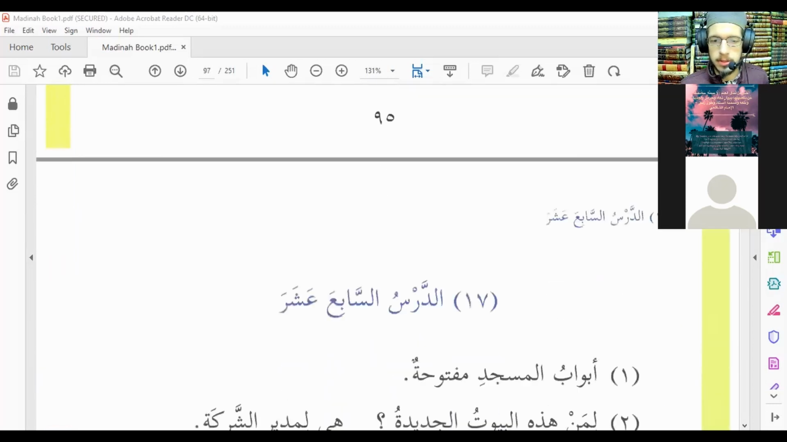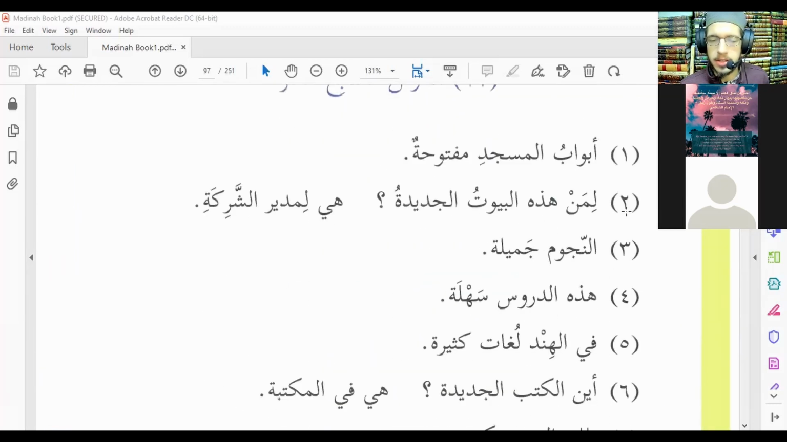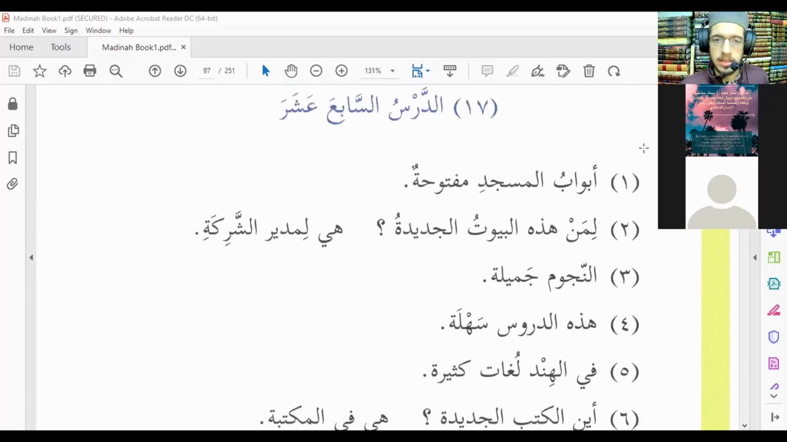So if I'm talking about books or pens or this or that, anything that's a non-human object, and there's a group of them, we're going to use singular feminine pronouns. Hiya, we're going to use ha. We're going to use هذه and tilka. Good. And that brings us to a new lesson. الدرس السابع عشر. The 17th lesson.